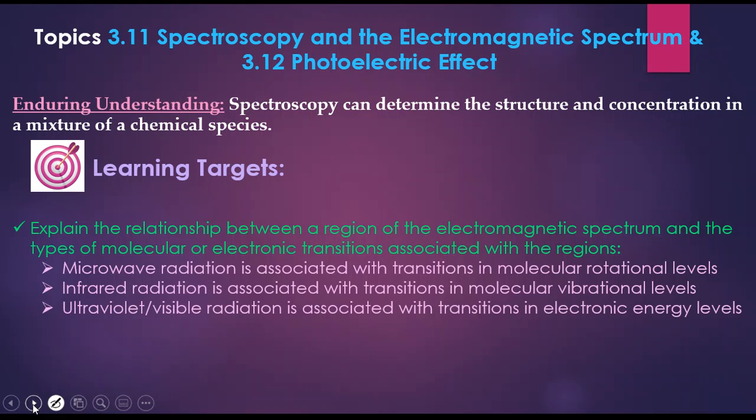And then, of course, this is the main one from Chem 1, ultraviolet visible radiation associated with electronic transitions, like jumping energy levels, jumping out, falling back, giving off visible light or ultraviolet light.